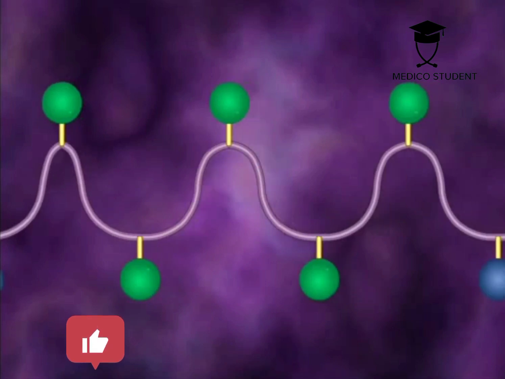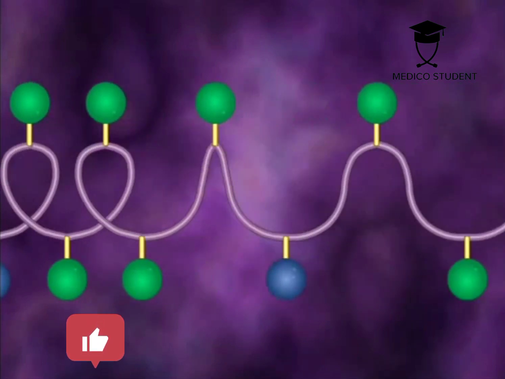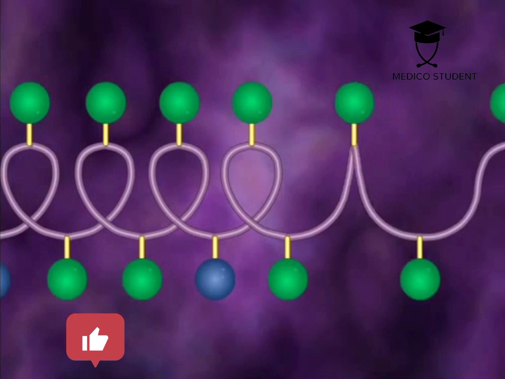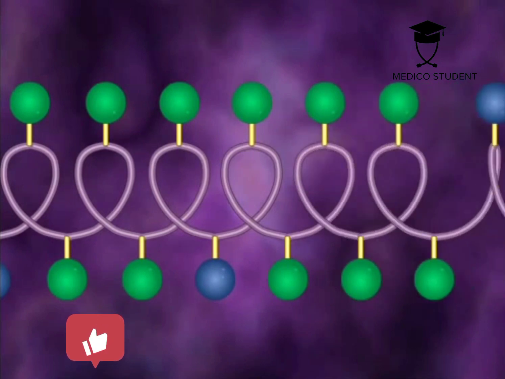Secondary structure is the helix that the protein chain curls into as a result of hydrogen bonds and other weak forces.